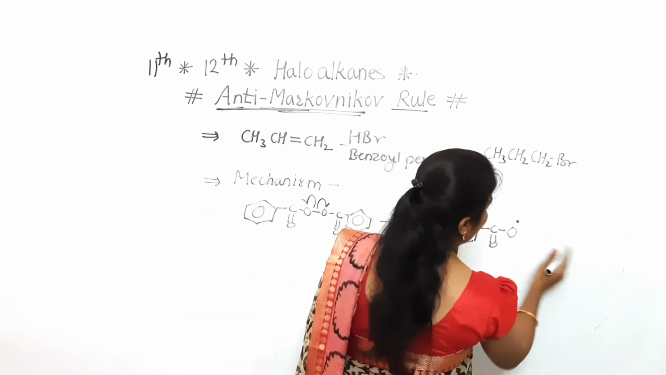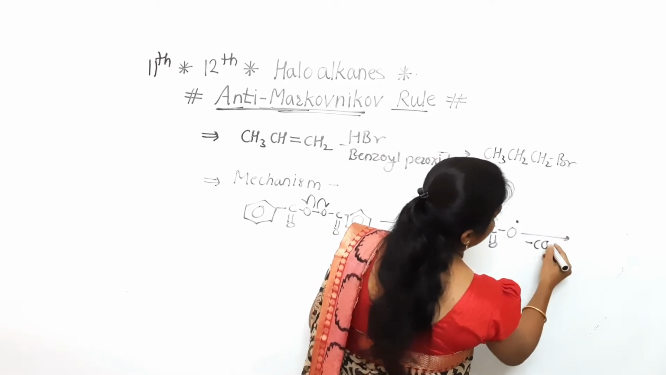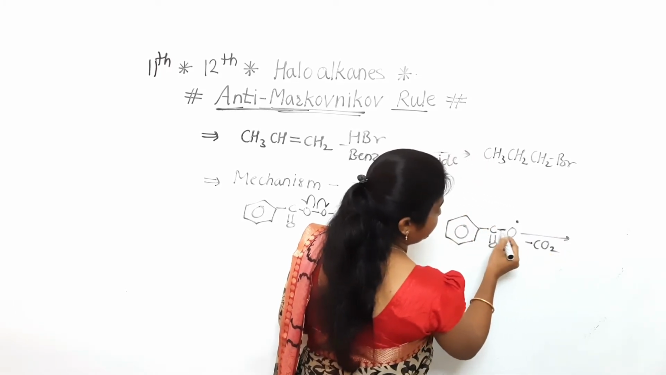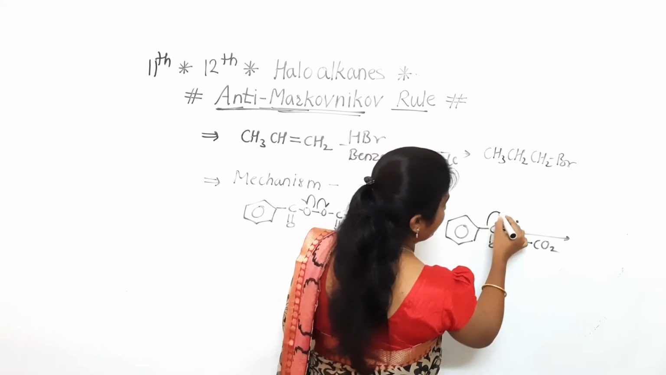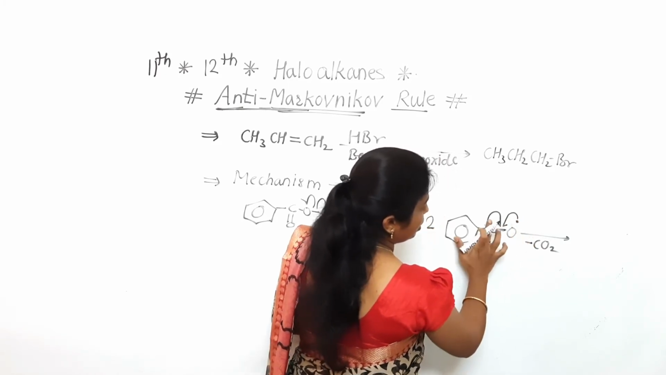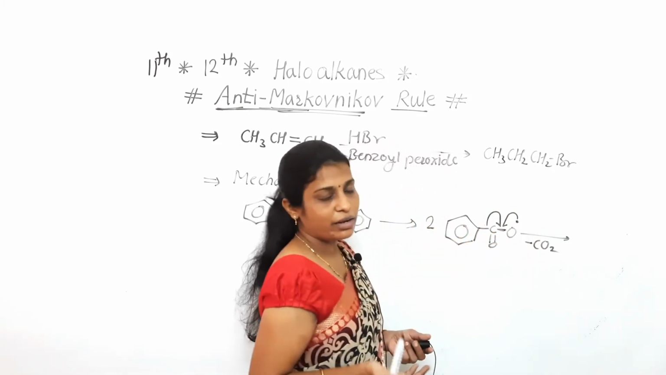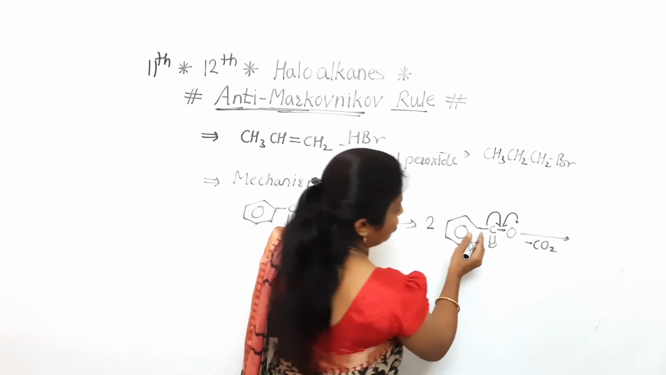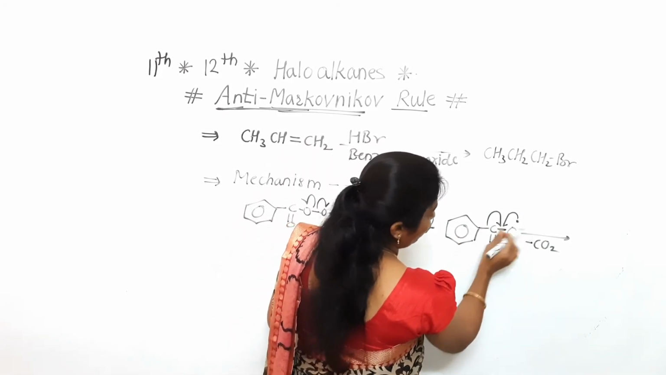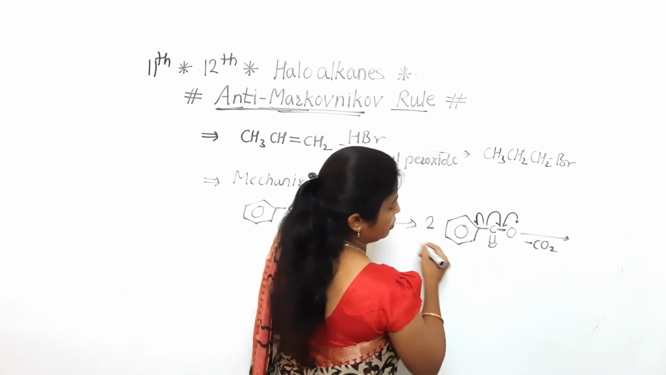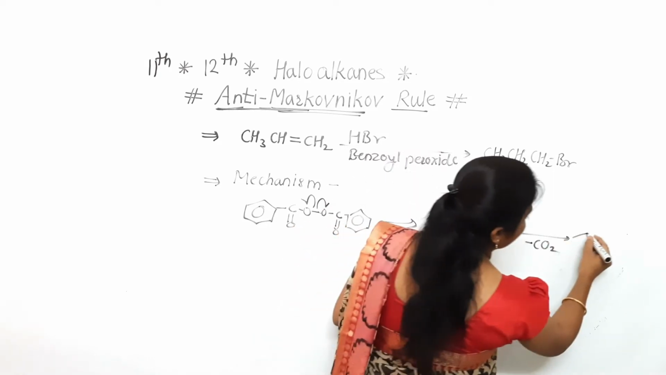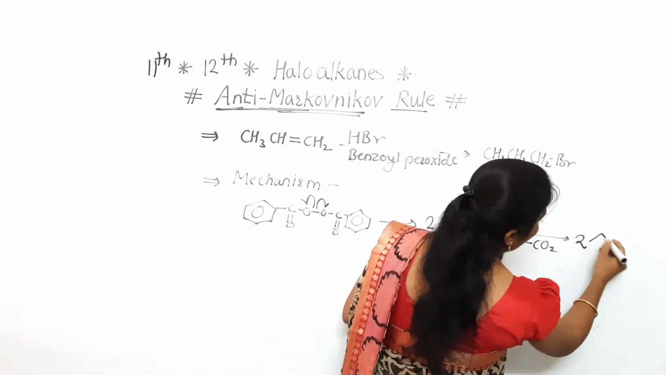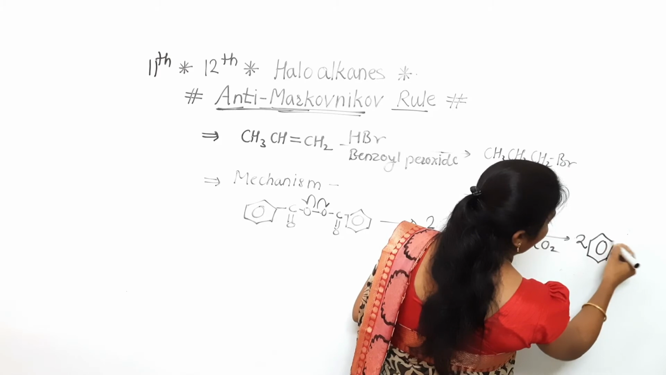How will that removal of CO2 take place? Now see here, CO2. For this one, here this bond breaking takes place, means 1 electron is entering here and another 1 electron is there. So in this way, 1 plus 1, 2 electrons are there, means 1 bond formation is possible. But along with that bond formation, this bond breaking takes place, means here we are removing CO2, but along with that there is a formation of 2 moles of benzoyl radical.